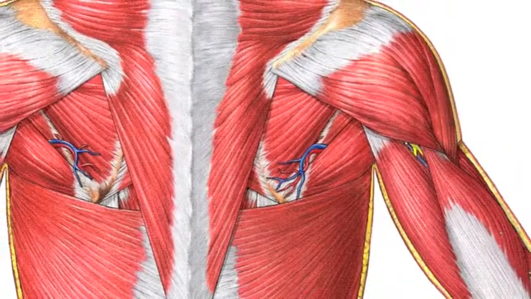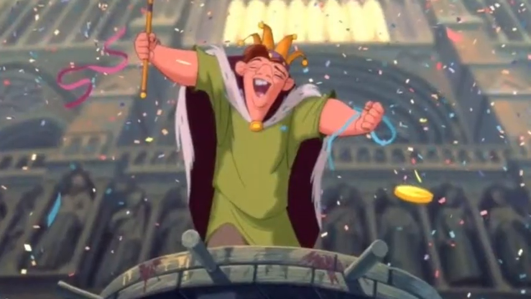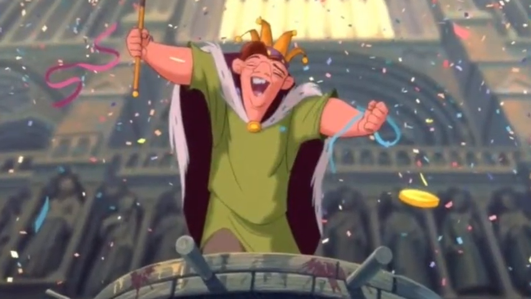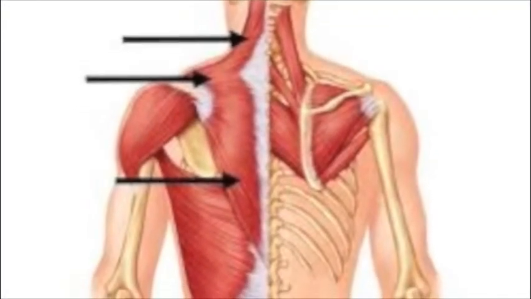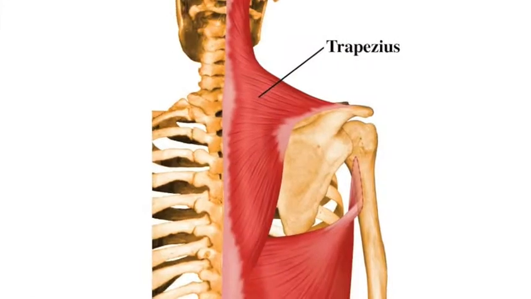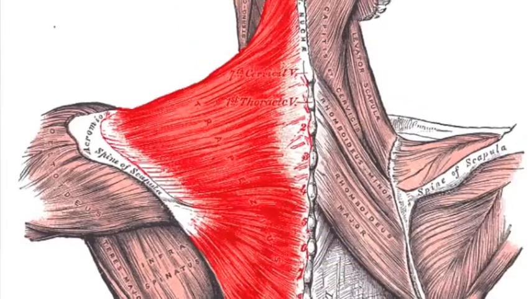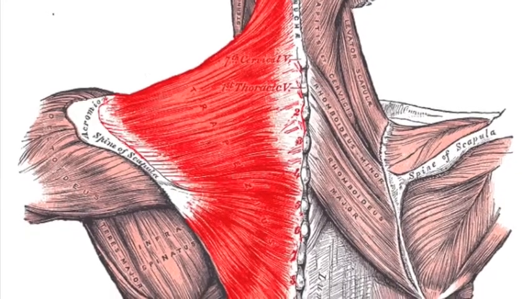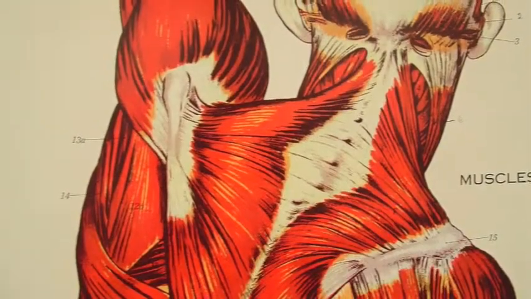The trapezius muscle is also known as the traps. This muscle reminds me of the character in Hunchback of Notre Dame. It originates on the back of the head and vertebrae of the spine and inserts on the scapula and clavicle. Its responsibility is to move the head back and forth or side to side and to rotate the scapula.